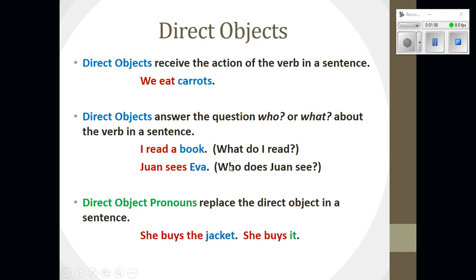Direct object pronouns replace the direct object in a sentence. So look here, she buys the jacket. We know the jacket is the object because it answers what does she buy. But sometimes we don't want to keep saying jacket over and over. We want to replace it with a pronoun that's smaller and easier. So she buys it. It would be the pronoun we use to replace jacket. Please pause the video and fill out part A of the note guide.